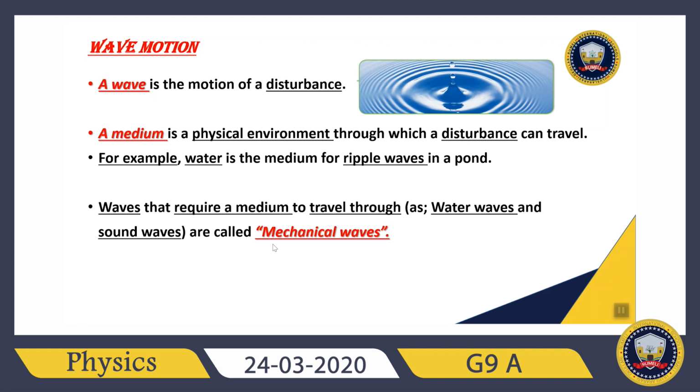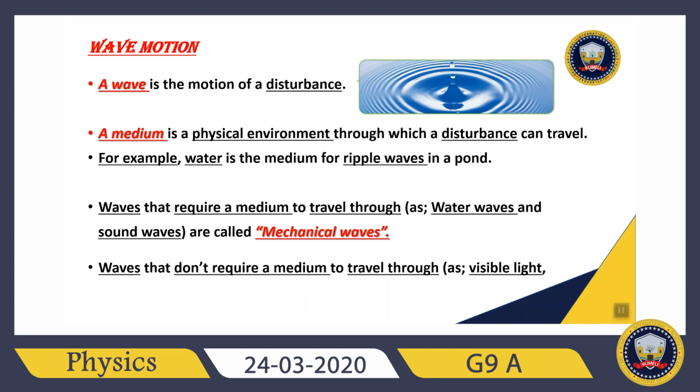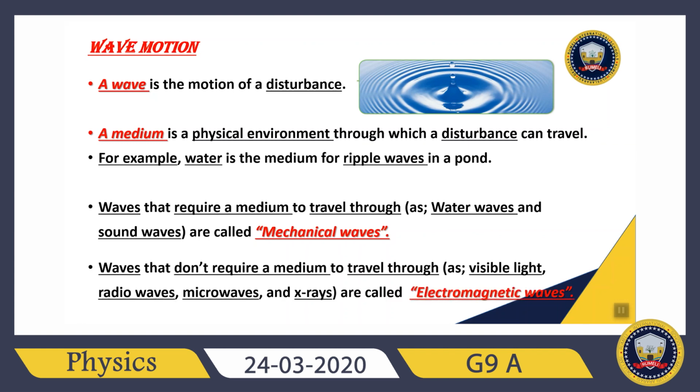While other waves which don't need any medium to travel through, such as visible light, radio waves, microwaves, X-rays, gamma rays, infrared, and ultraviolet, are considered electromagnetic waves. So the electromagnetic waves don't require a medium to travel through, while mechanical waves need a medium to travel through.